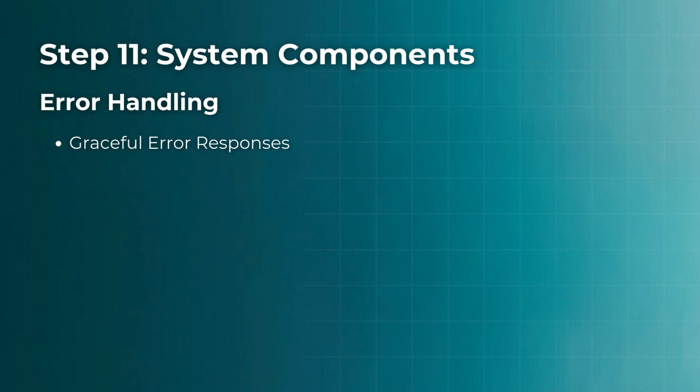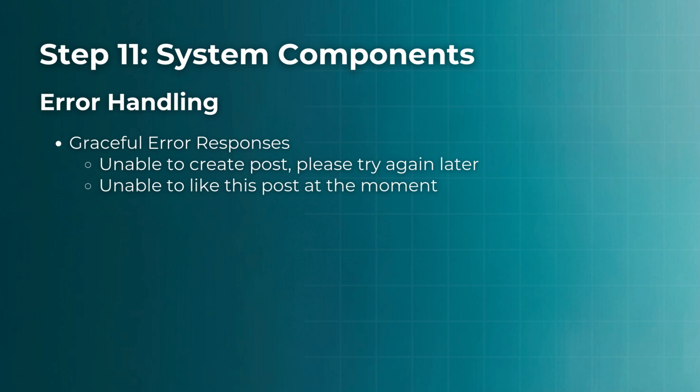Lastly, let's talk about how we respond to errors. Clear, user-friendly messages make a huge difference. You'll see something like, "Unable to create post, please try again later." If liking a post fails, we'll show, "Unable to like this post at the moment." If a message can't go through, it might say, "Message could not be sent, retrying."